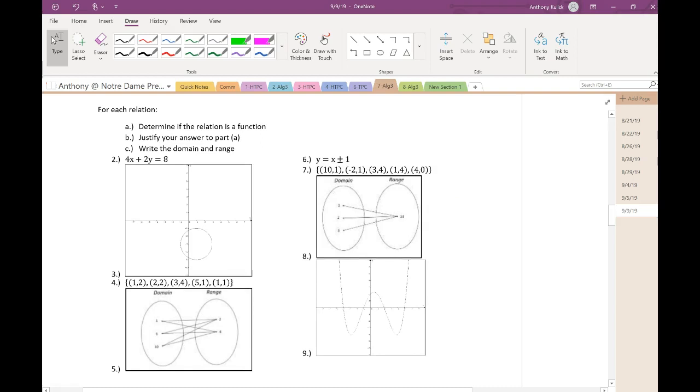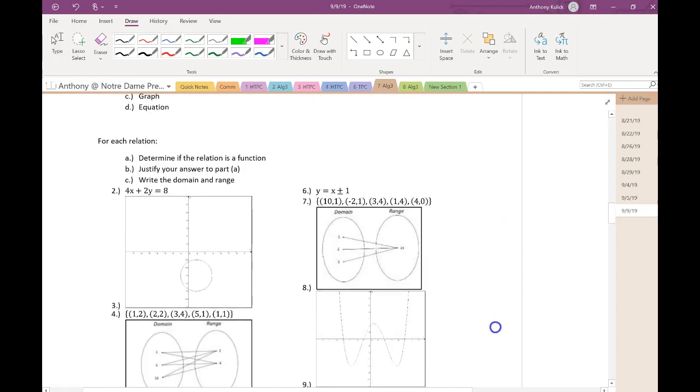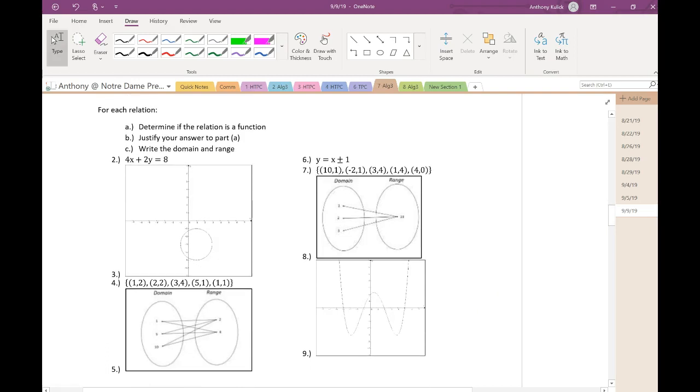So for the next 2 through 9, we're asked to determine if it's a function or not, justify our answer, so like some kind of explanation as to why, and then write the domain and range.